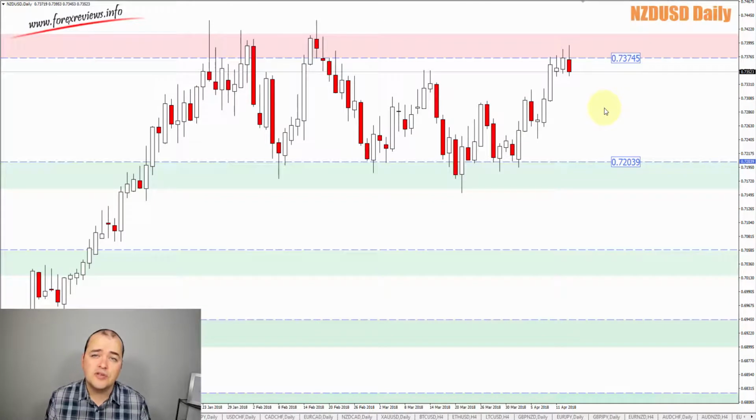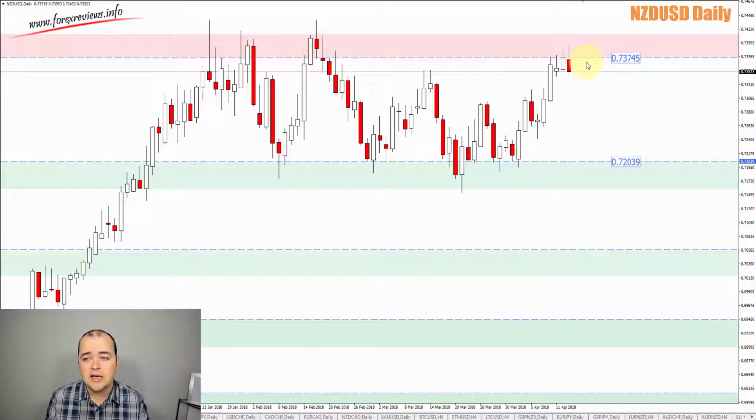Okay, next pair I'd like to highlight is New Zealand USD, and I'm on the daily chart. Now, New Zealand USD was a great performer last week, hitting that long-term target area to the upside that I mentioned in previous reviews on this market for all those people holding a buy trade from the 72 zone area. And that was the 73.74 zone area. So overall, New Zealand USD was a great performer last week.